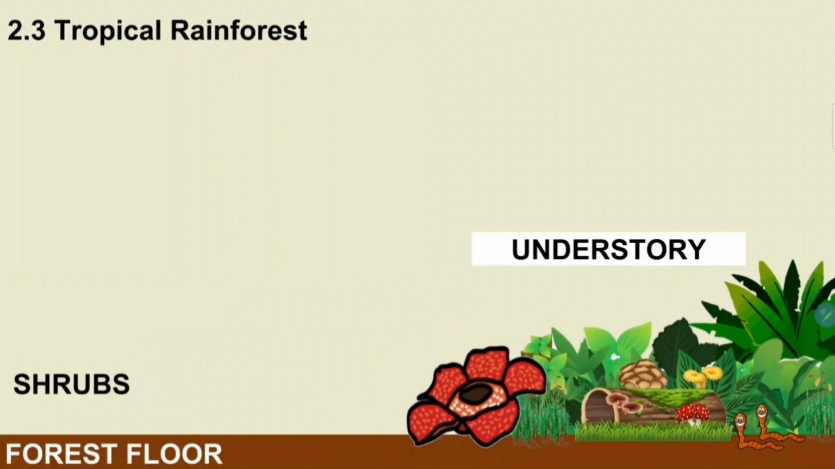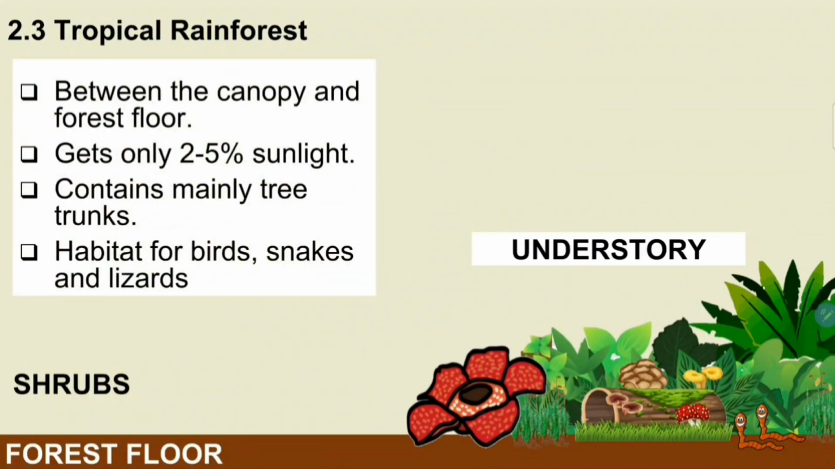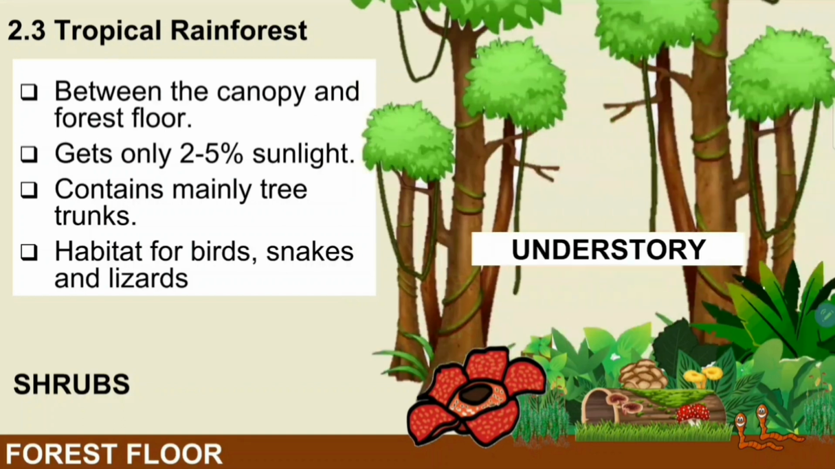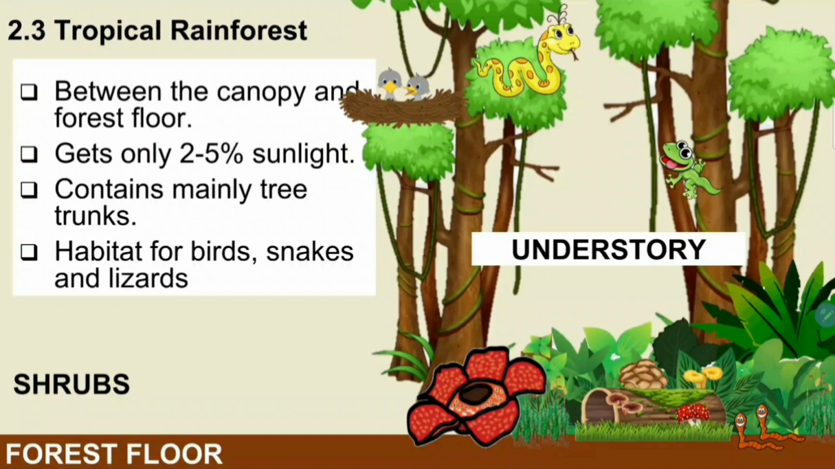The next layer is understory. So this layer sits between the canopy and the forest floor, and it gets only about 2 to 5% sunlight and contains mainly tree trunks. So bahagian ni kebanyakannya adalah batang pokok sahaja yang kita akan jumpa. Because of the low sunlight, it is a suitable habitat for birds, snakes, as well as lizards.